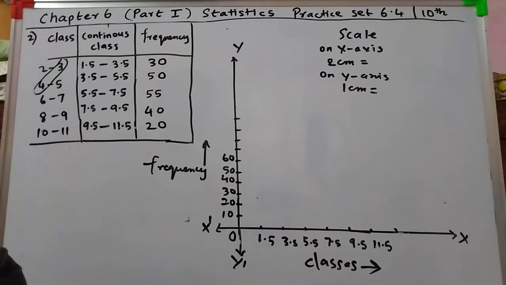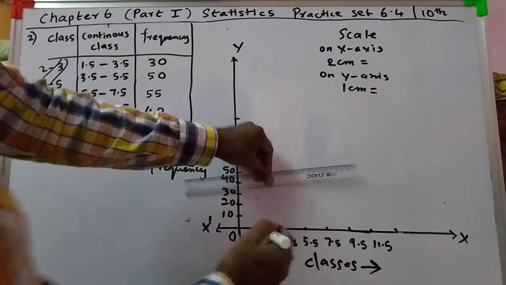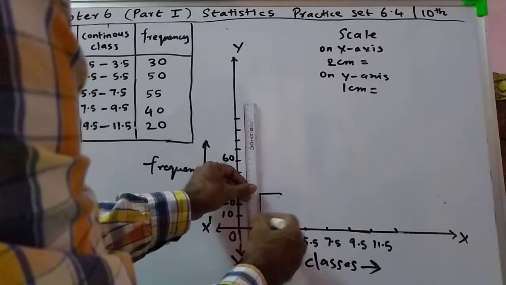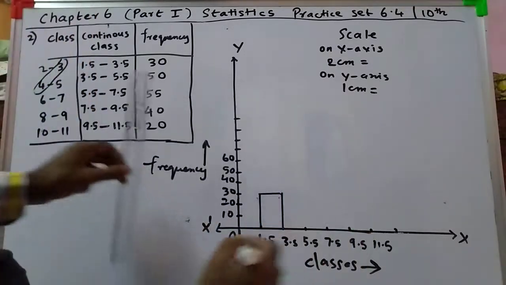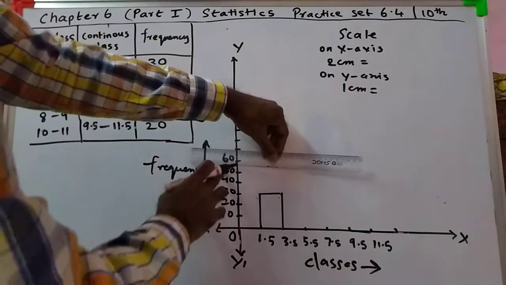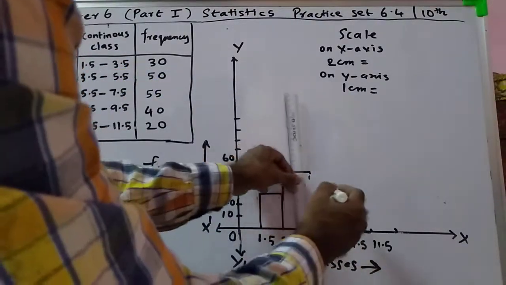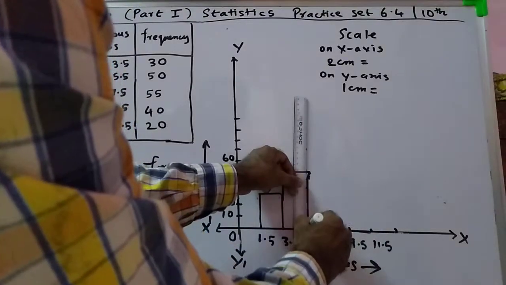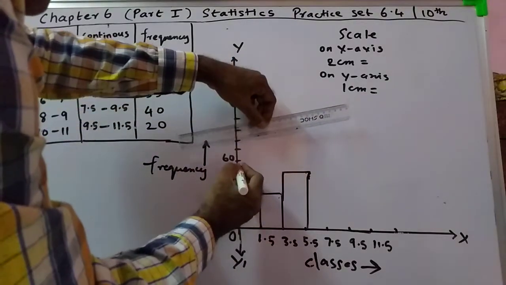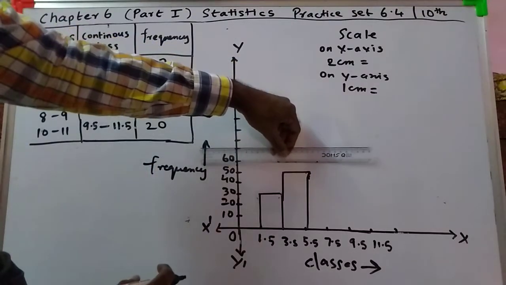Now let's draw it. For this range, it is 30. Now for 3.5 to 5.5, it is 50. It will come here. Take 50. Now 5.5 to 7.5, and it will come in the middle here, between 60 and 50.